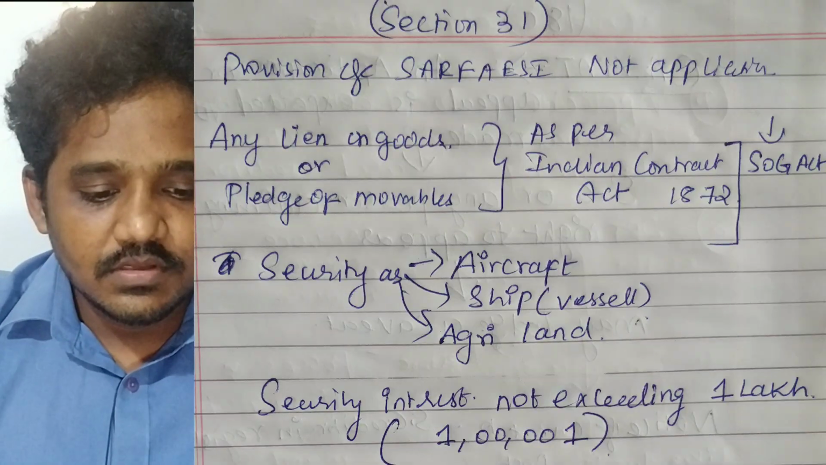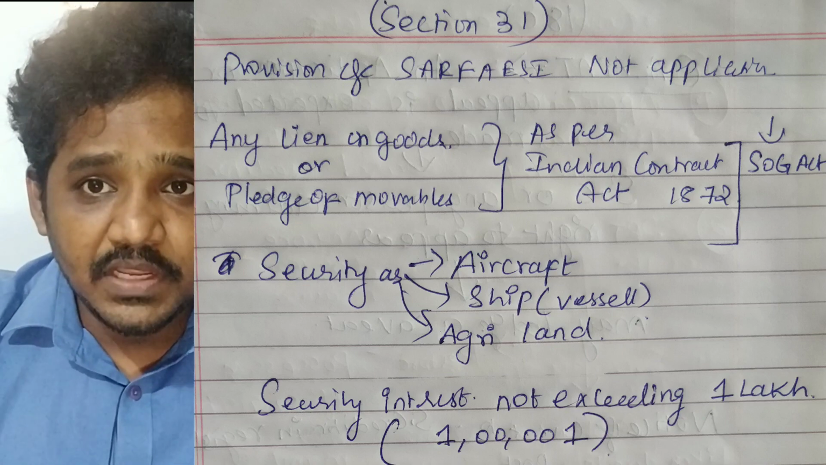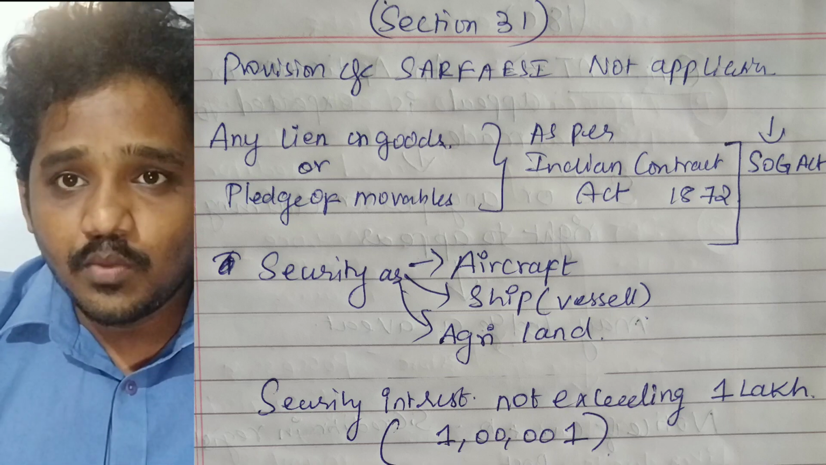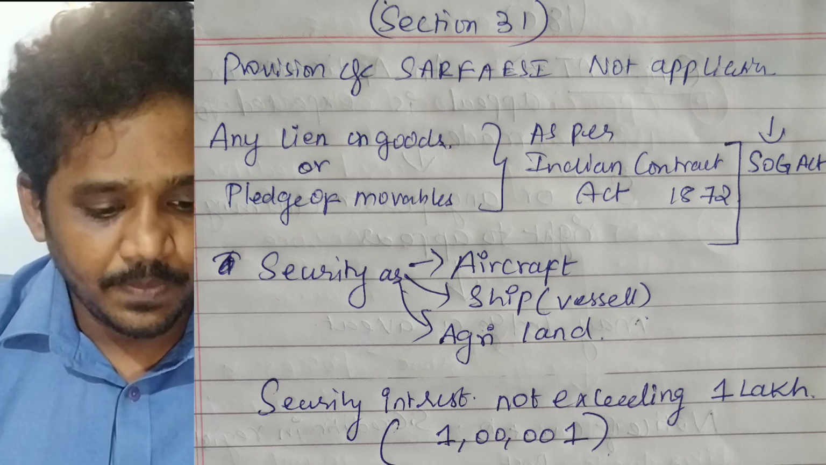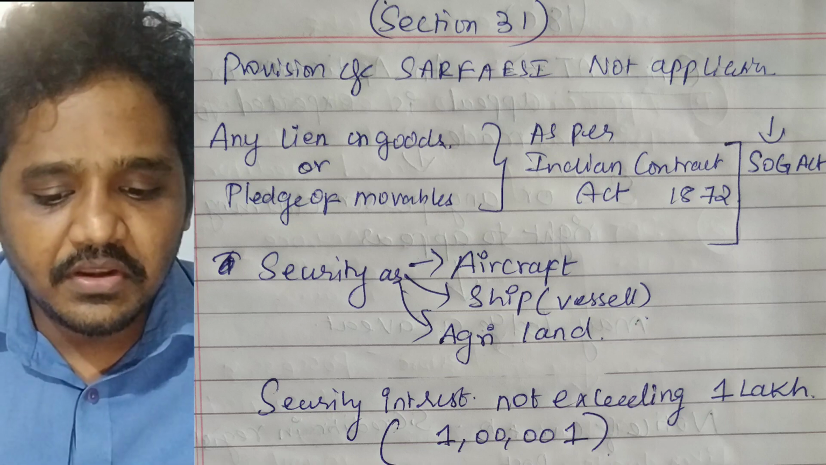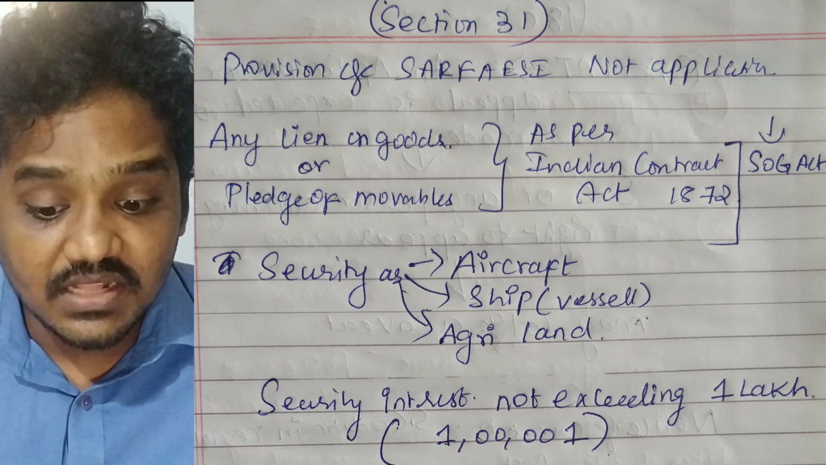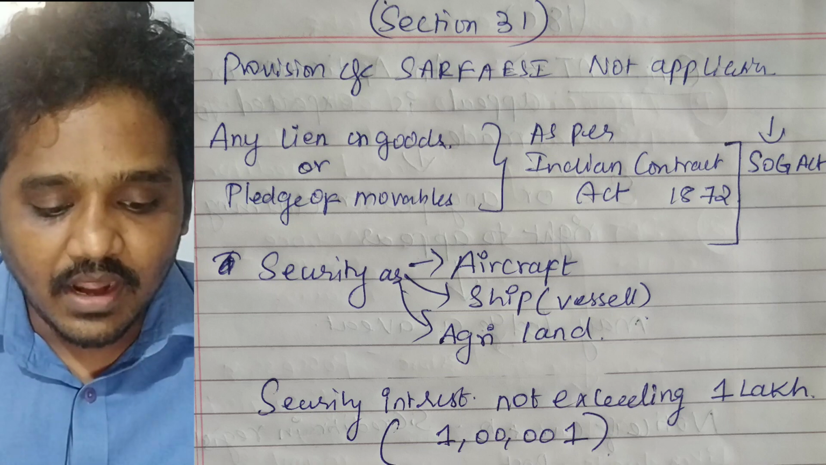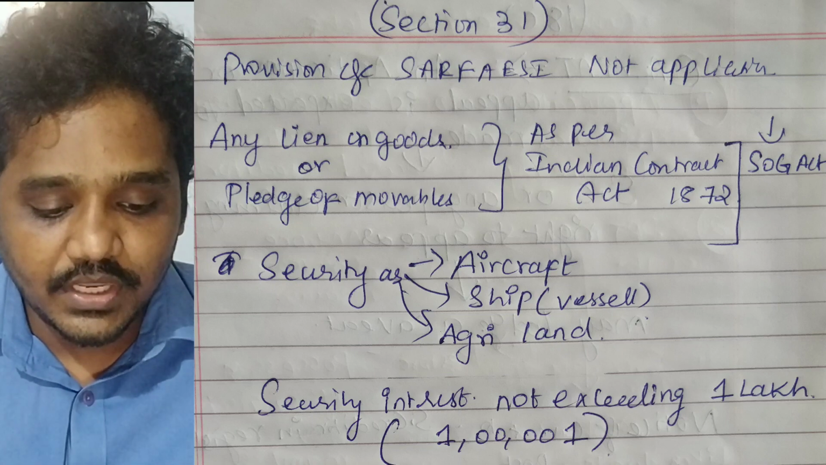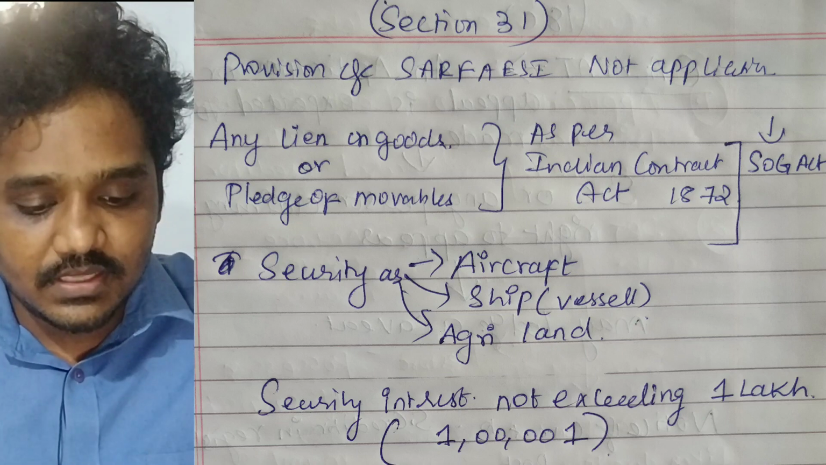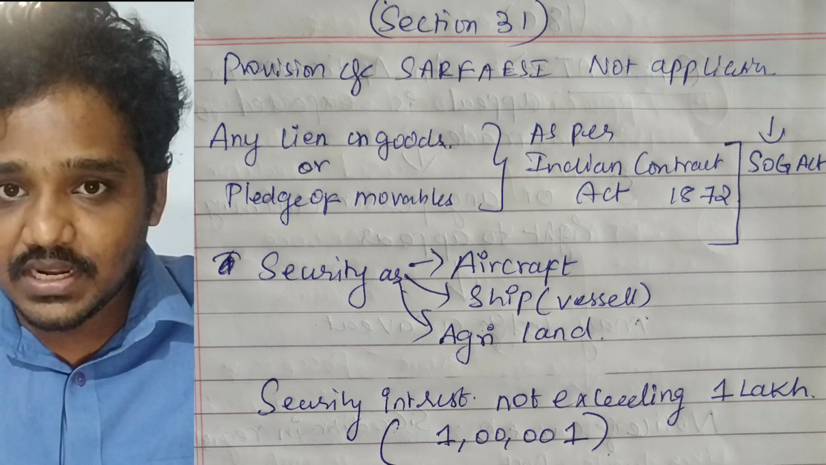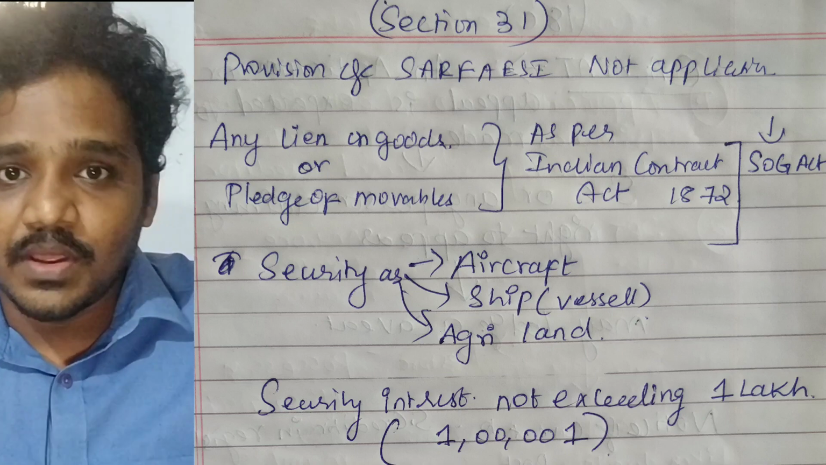Section 31 deals with the applicability of the SARFAESI Act. In what areas is the SARFAESI Act applicable, and in what areas is it not applicable? First, relating to the Indian Contracts Act and the Sale of Goods Act, with any rights on goods, pledge or movables, the SARFAESI Act is not applicable. Then if the security is an aircraft, a vessel, or agricultural land, the SARFAESI Act will not be applicable.